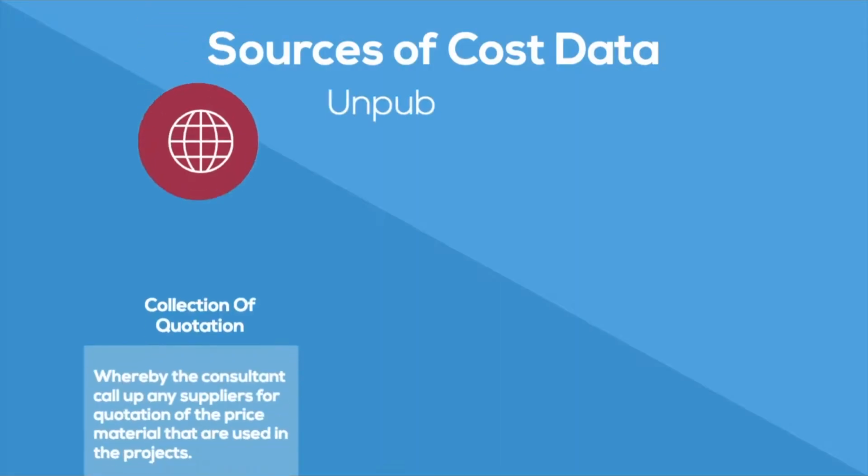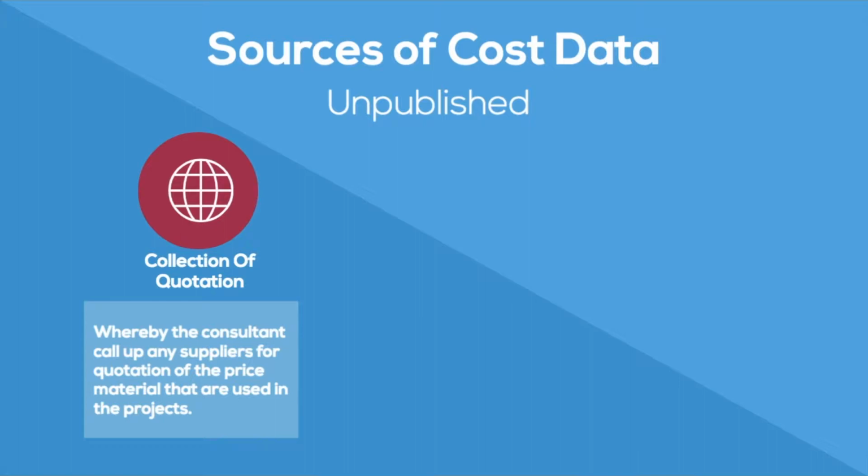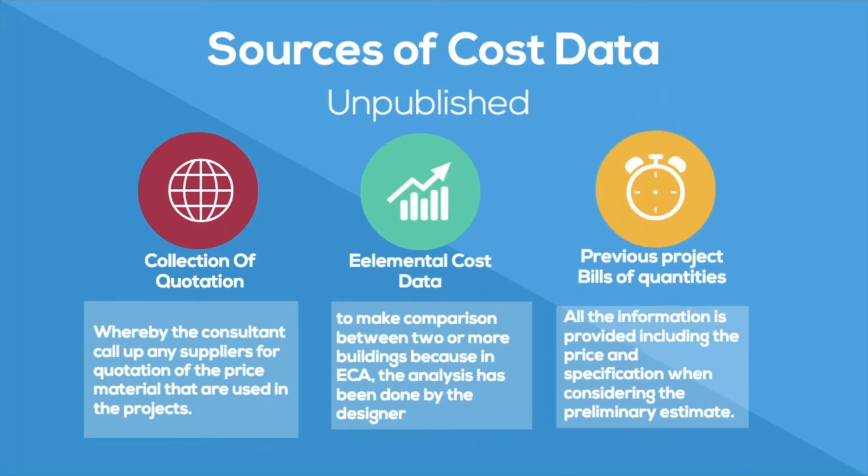Okay, so other than published data, there are also unpublished data where the cost data is very hard to get, unless we have the internal connections. As you can see, one of the unpublished sources of cost data that can be used and found in Malaysia is collection of quotation, whereby the consultant calls up suppliers for quotation of the price of materials that are used in the projects.